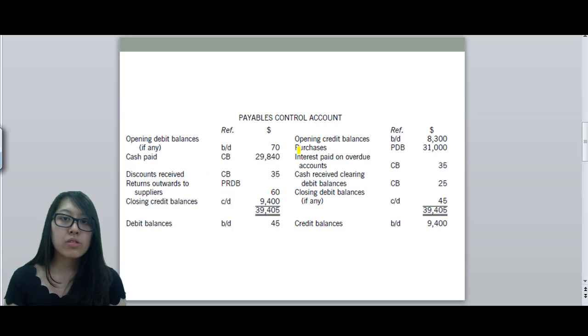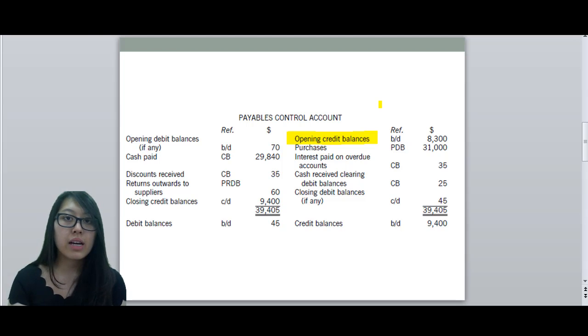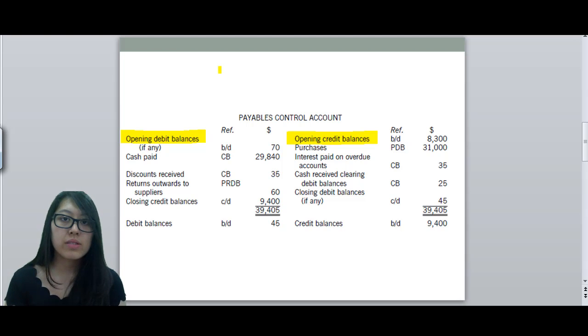Now here's a payables control account. The trade payables are a liability and therefore should be a credit entry. Hence why the opening balance is on the credit side. However, as you can also see, we also have an opening debit balance. Likewise, for the same reason as for the trade receivables, this is the scenario where the trade payable owes us money. It could also be because we have overpaid them, or they simply just owe us money because of something. Let's begin from the credit side.